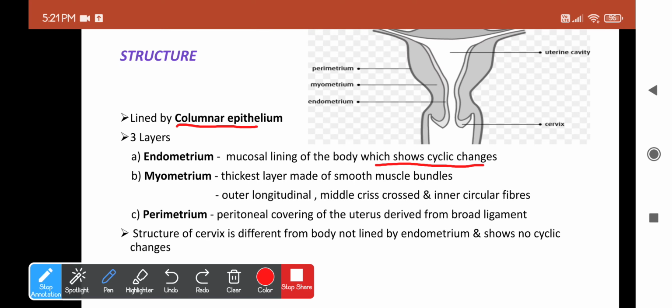And the myometrium is the thickest layer made up of smooth muscle bundles. This thick layer is called the myometrium, and this is composed of three different fibers: the outer longitudinal, middle crisscross, and inner circular fibers. And the perimetrium, if you see, this is the perimetrium, which is nothing but the peritoneal covering of the uterus derived from the broad ligament. If you compare the structure of the uterus and cervix, it is entirely different because the cervix has no endometrial lining and does not show cyclic changes during menstruation, okay.